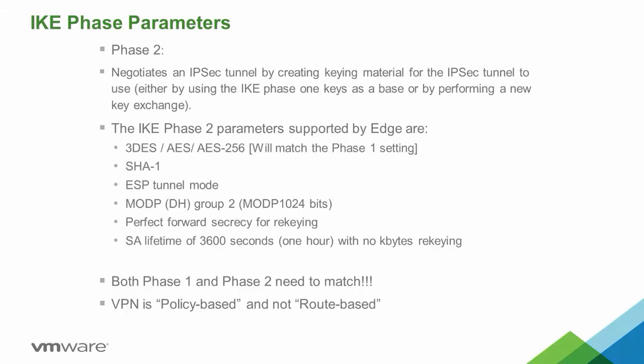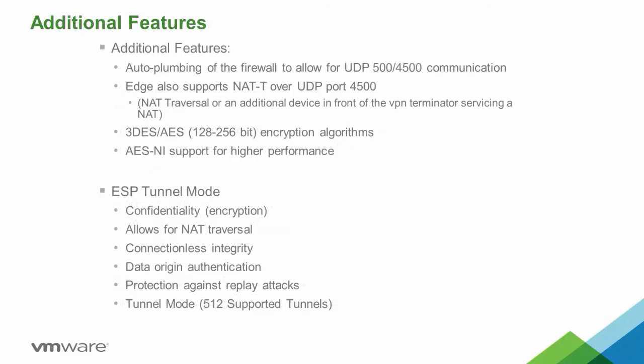The reason why this is important is that a lot of third-party firewalls will default to creating route-based VPN tunnels. And what we need here to peer to a vShield Edge is a policy-based one. So what additional features does the vShield Edge provide? Well, it auto-plumbs the firewall to allow for the IKE phase 1 communication to happen. So that's over UDP 500 or 4500. It also supports NAT-T, and that's where the UDP 4500 comes into play.